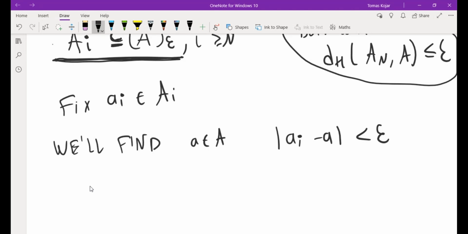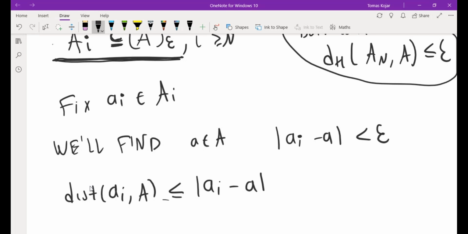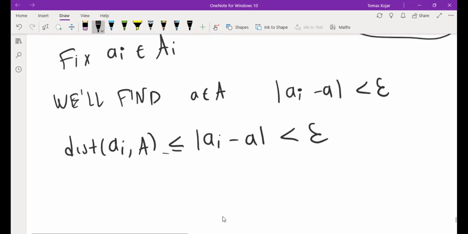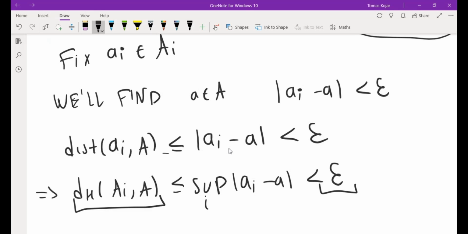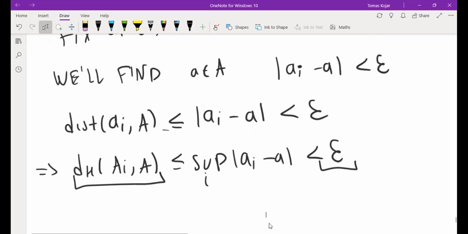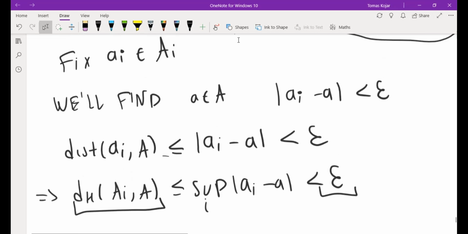So let me write it here. The distance of a_i to A is less than |a_i minus a|, because this is an infimum, which is less than epsilon. But this was true for all a_i. So you get d_H of A_i, A is less than the sup, and this is less than epsilon. All right. So I have to prove this claim right here.